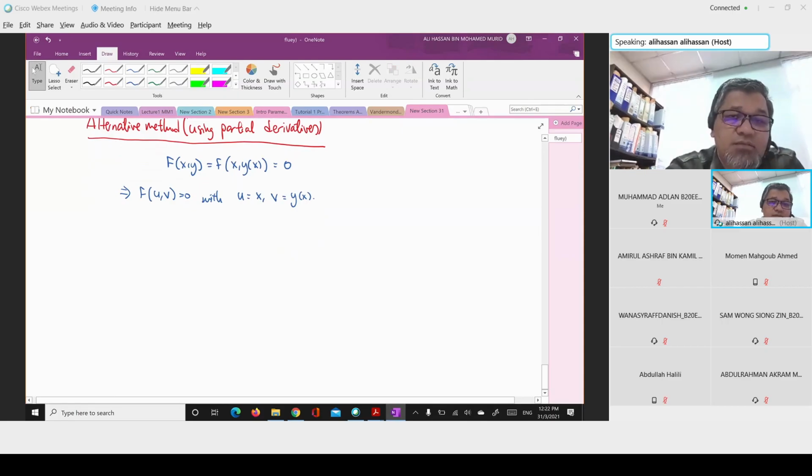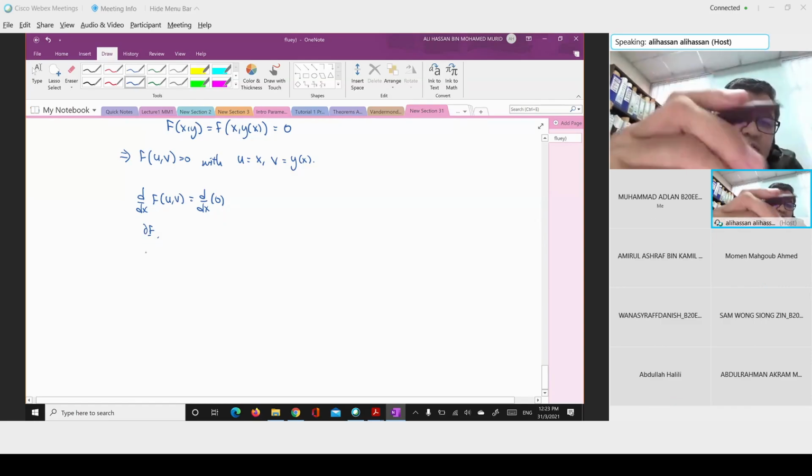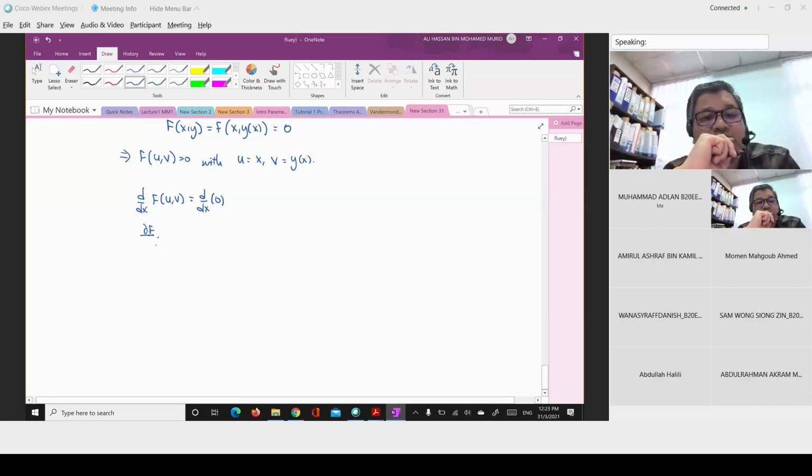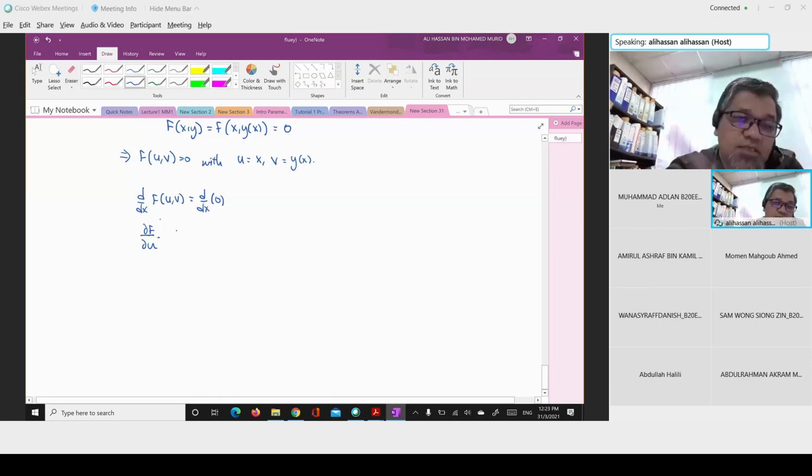Now we differentiate. Remember, f as a whole is a function of x, so I can differentiate both sides with respect to x. Now we apply the chain rule. On the left, we get f partial u times du dx.